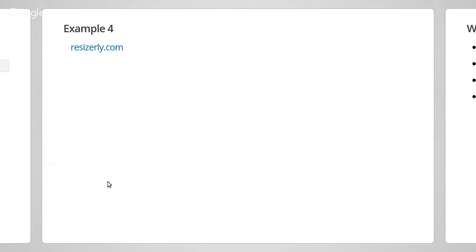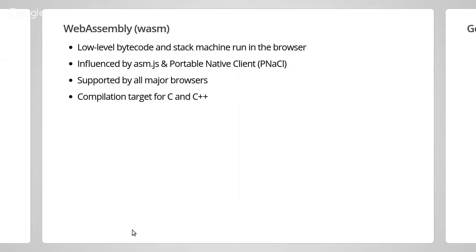Okay, so this is the technology that works today. Let's talk about the technology that also works today, but doesn't work with Go today. And this technology is WebAssembly. It's a low-level bytecode and stack machine run in your browser. It's influenced by, and I would even say it's the successor of, asm.js and Google's Portable Native Client.